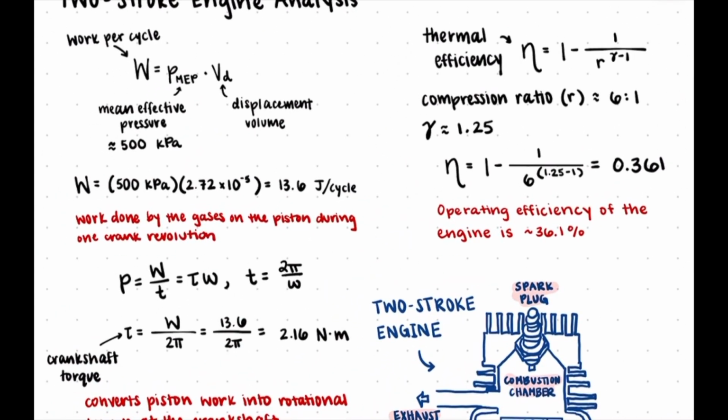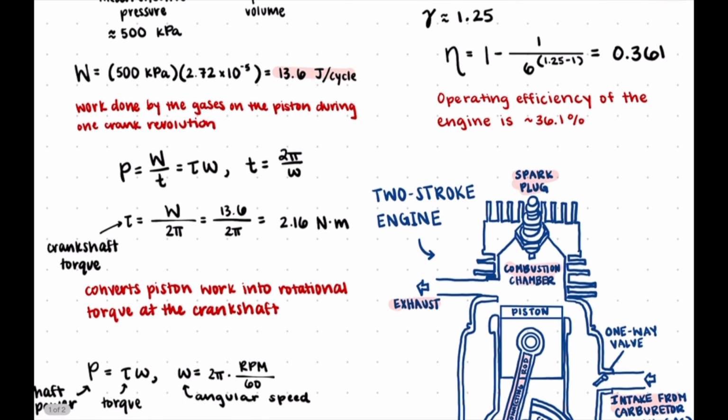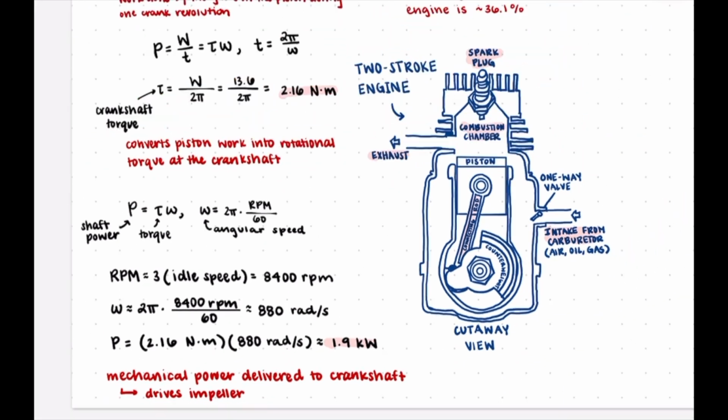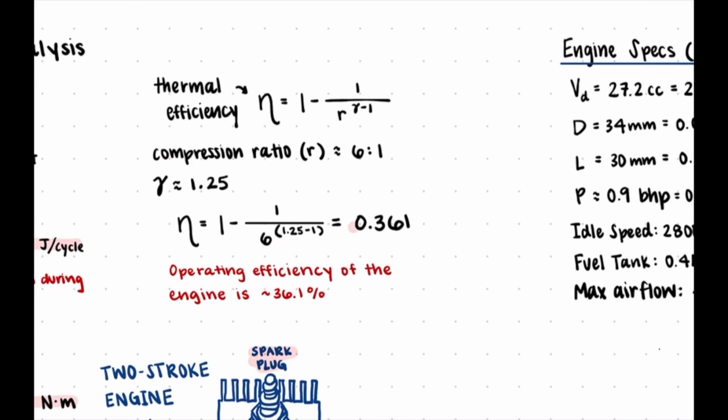Next, we ran some numbers. Each cycle produces about 13.6 joules of work, giving a torque of 2.16 Newton meters at the crankshaft. At full speed, the shaft power is roughly 1.9 kilowatts, with a thermal efficiency of 0.361.